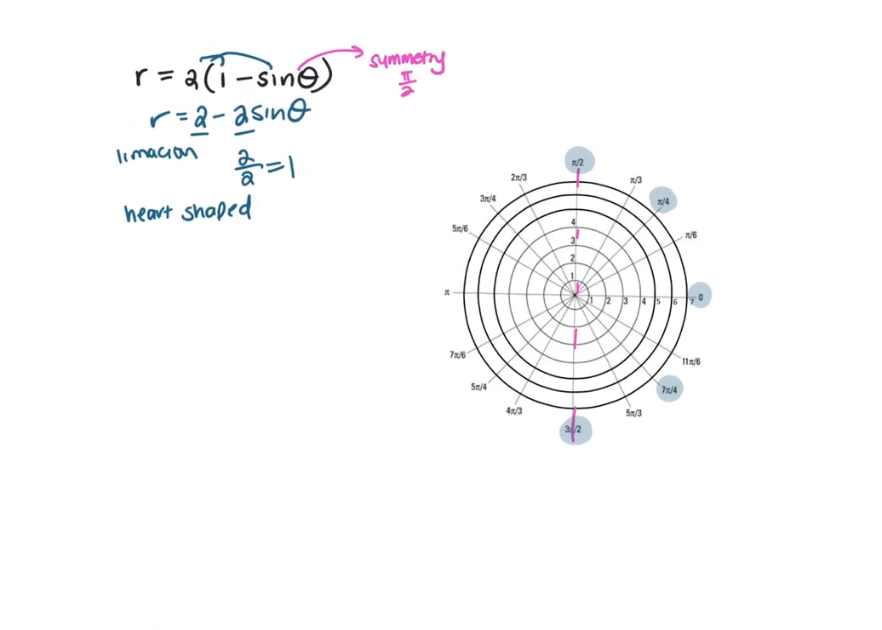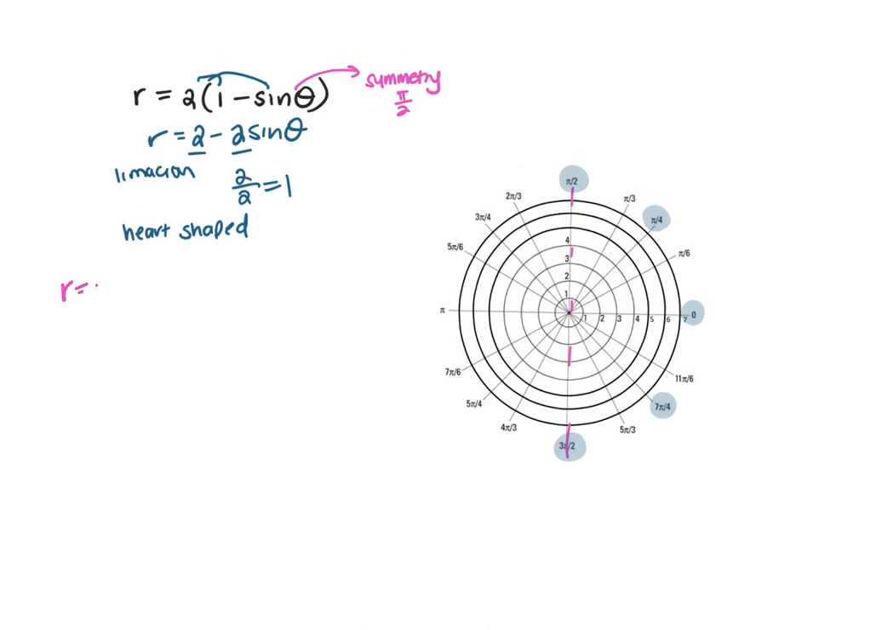So I'm going to start with pi over 2. So r equals 2 minus 2 sine pi over 2. The sine at pi over 2, because that coordinate point is 0, 1, is 1. And then 2 minus 2 is 0. So r equals 0 when theta is pi over 2. That's my first plotted point. So that should already tell you that your heart dips in at the top of your graph.